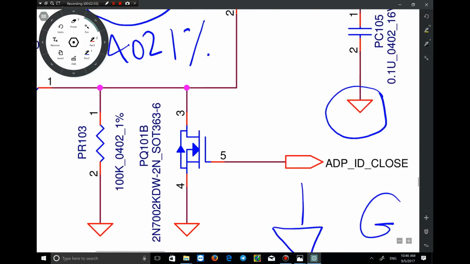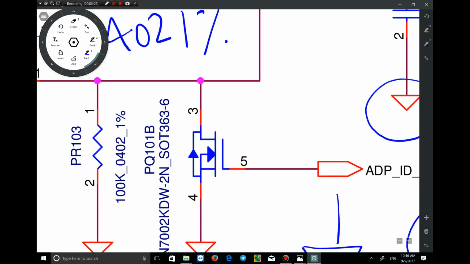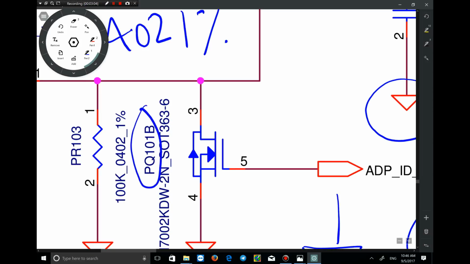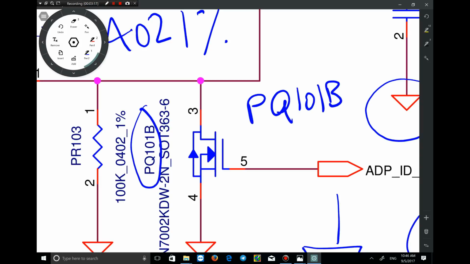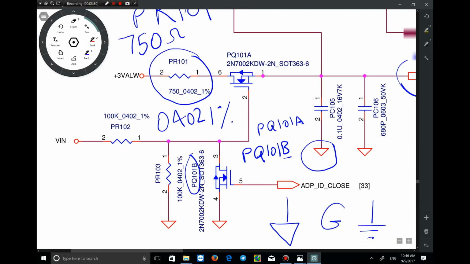The next component is PQ101B. PQ means the transistor of the power block. 101 is its number in this schematic. We have PQ101A in another part of this schematic as well. Let me show you that too.